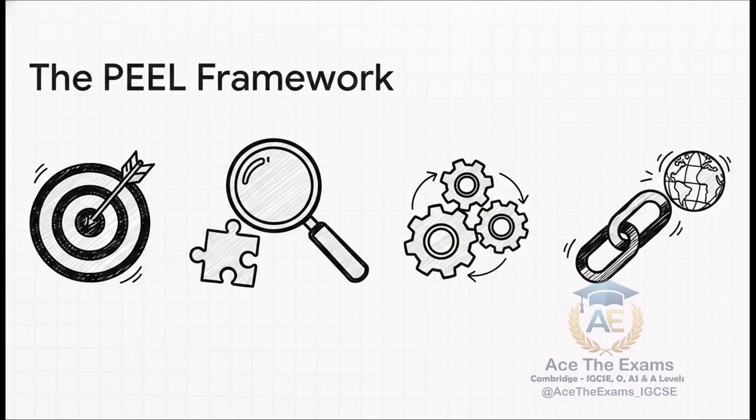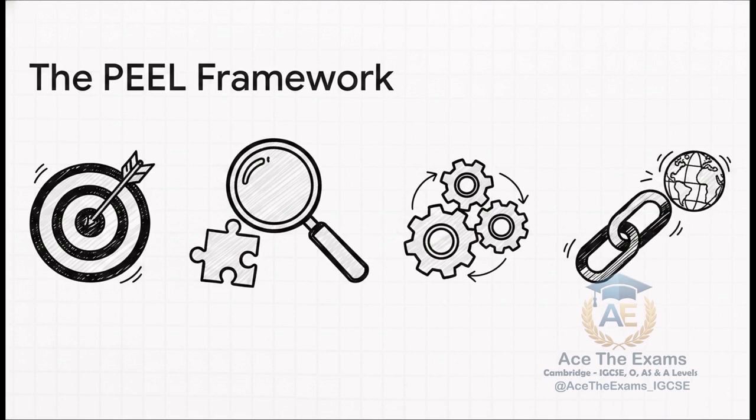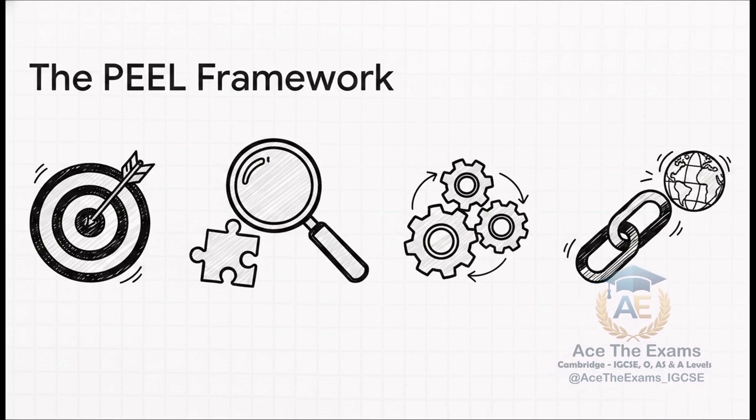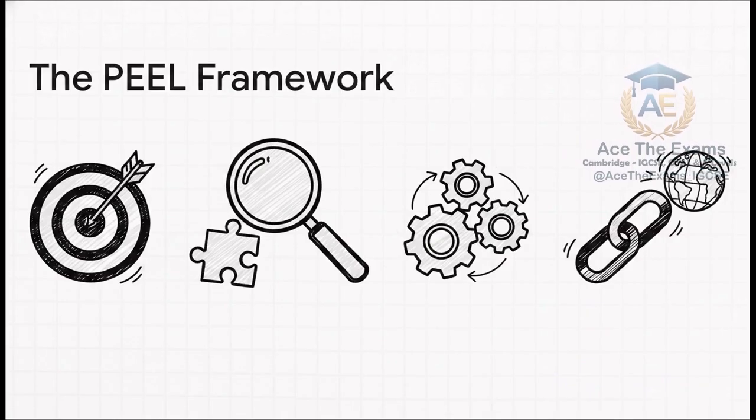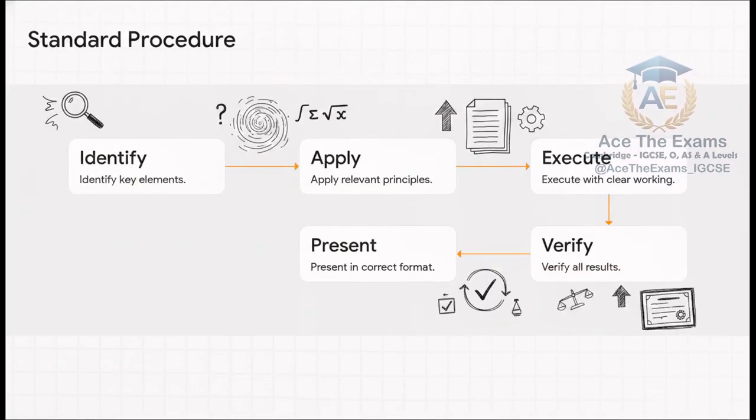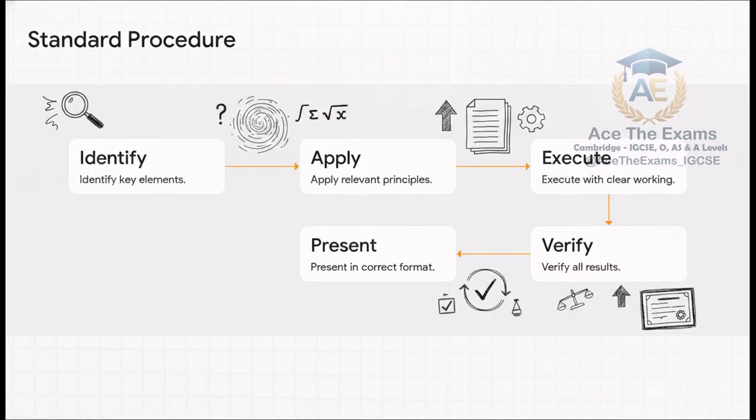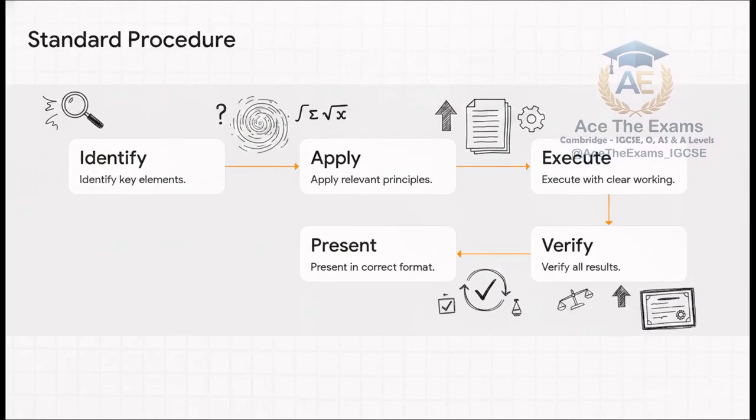Finally, the link. You tie your final numerical answer directly back to the specific context of the question. You don't just write 120 and draw a double line under it. You write, there are 120 unique ways to arrange the committee. This structure makes your logic completely bulletproof. Let's break this down into a standardized procedural sequence that you can deploy on literally any Cambridge paper.